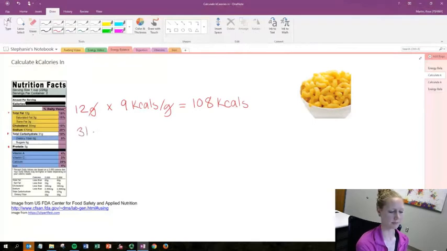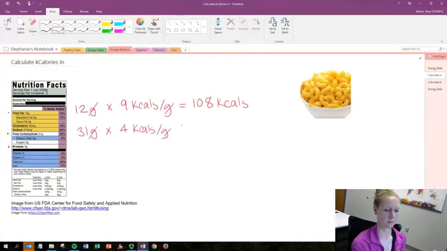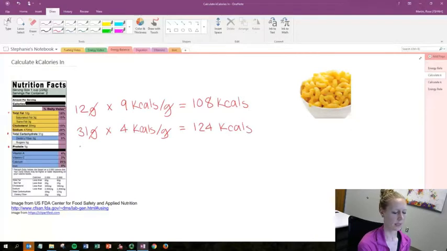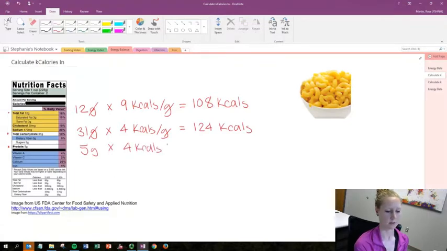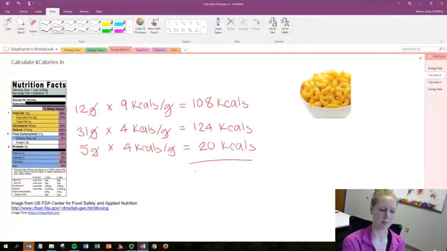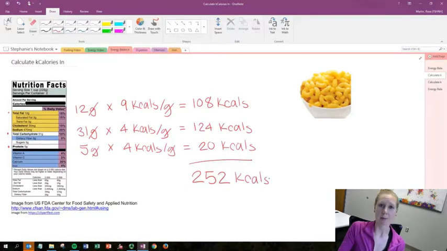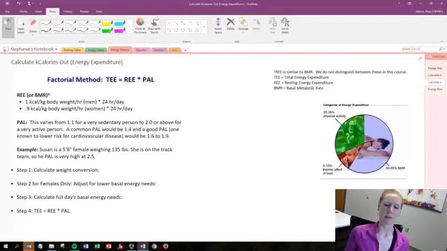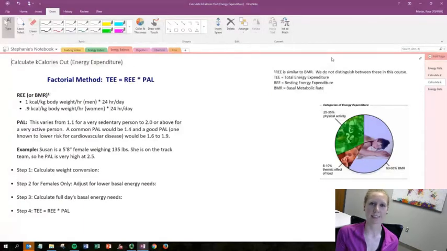For carbohydrates, 31 times that 4 kcals per gram, and that is going to give us 124 kcals from carbohydrates. Same thing with protein. 5 grams times 4, and that will give us 20 kcals. All right, so now all we have to do is add that up, and we see that the total in this serving size is 252 kcals. So that's pretty simple. All you have to do is memorize those physiological fuel values, and you'll be able to do the problem.